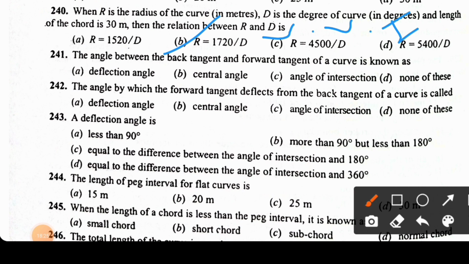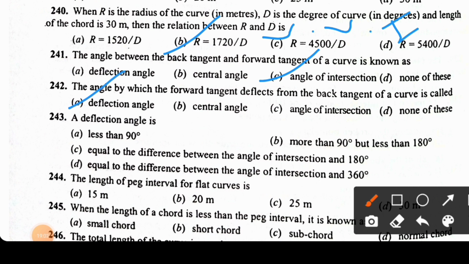241 number question. The angle between the back tangent and forward tangent of a curve is known as angle of intersection. Correct answer C. The angle by which the forward tangent deflects from the back tangent of a curve is called deflection angle.